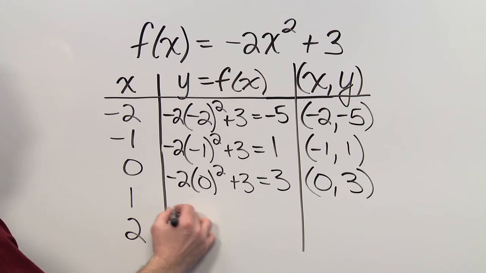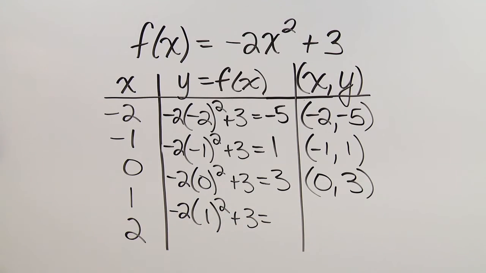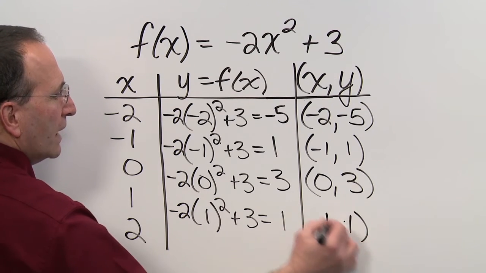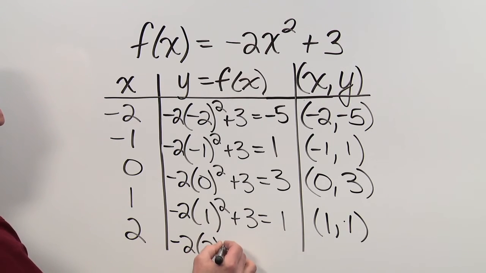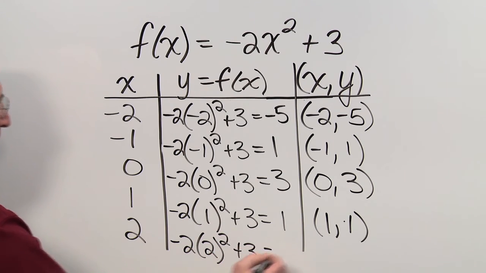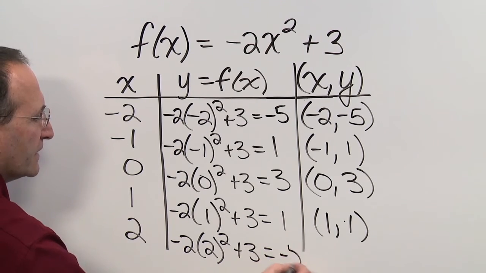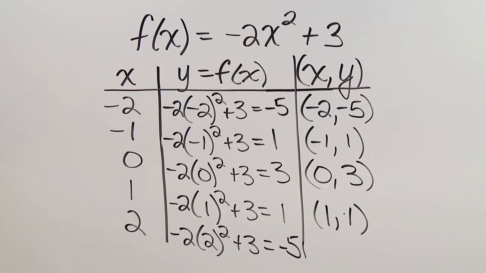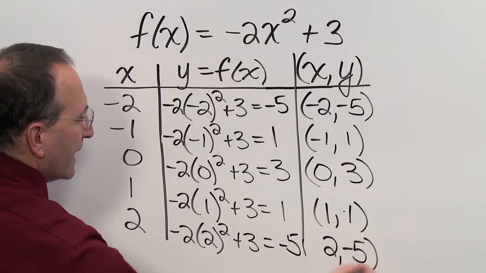Now we substitute in positive 1, but as you know, with graphs of quadratics, they are symmetric, and so we would expect, and we do, find that that value is 1. We have 1 comma 1. And finally, when we substitute in positive 2, we would expect that to give us the same result as substituting -2, which it does. It's -5. So the final point that we're going to graph is 2 comma -5.